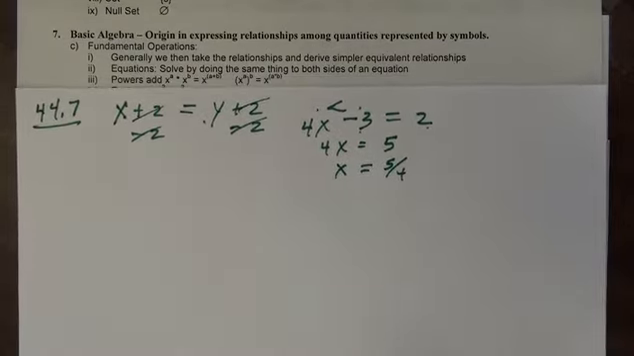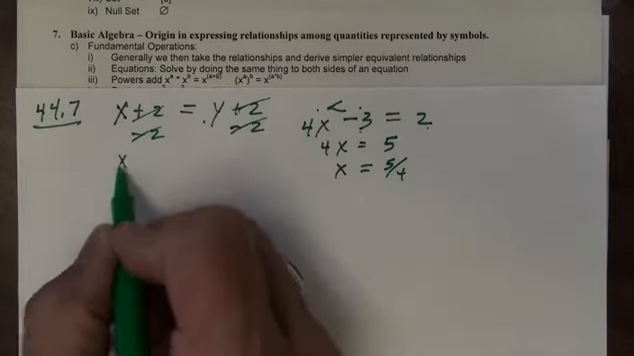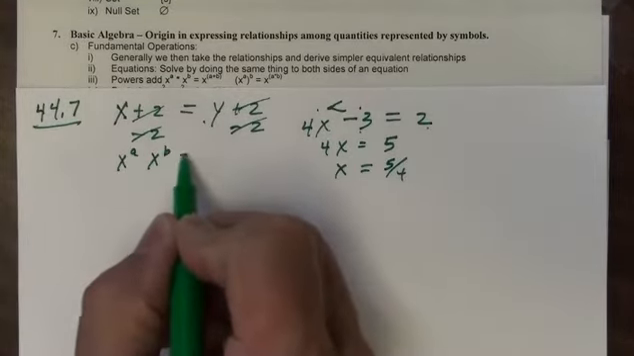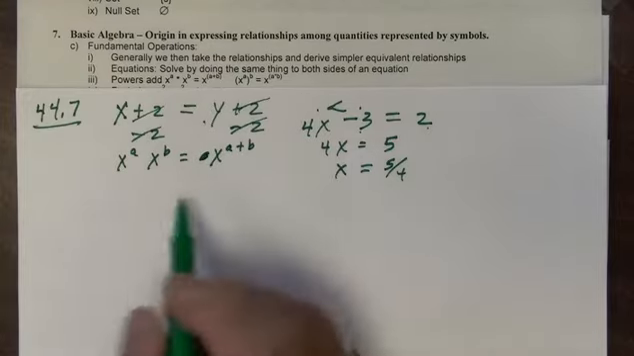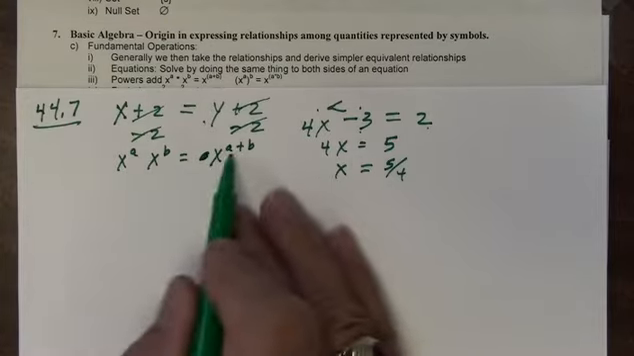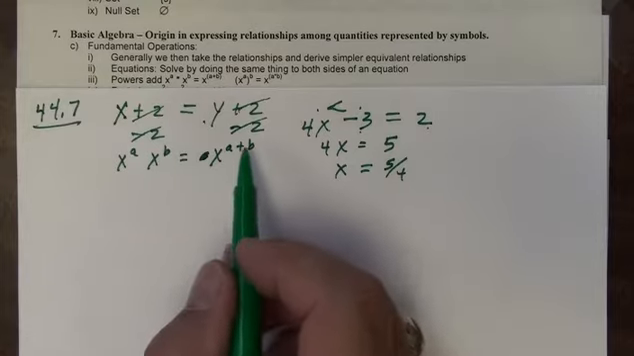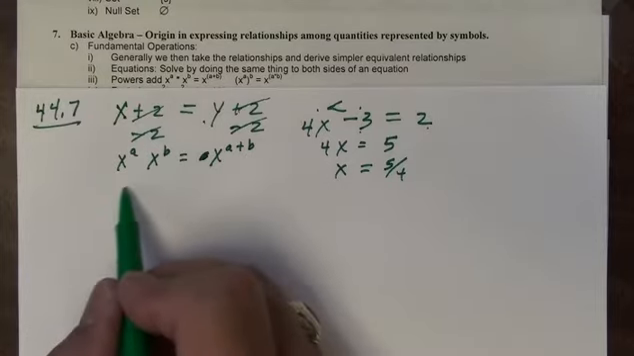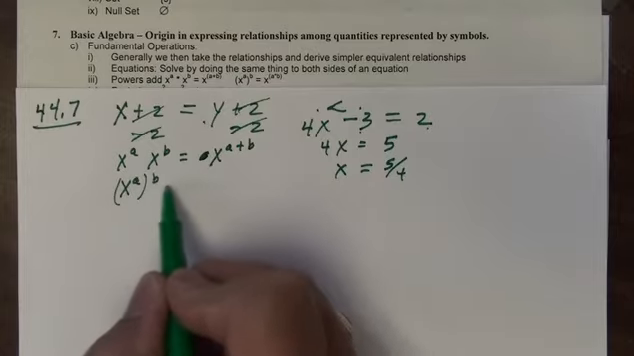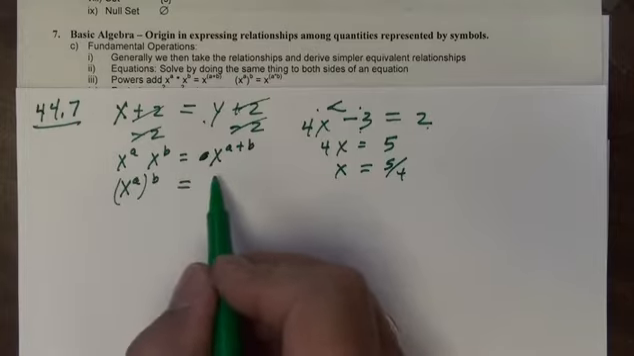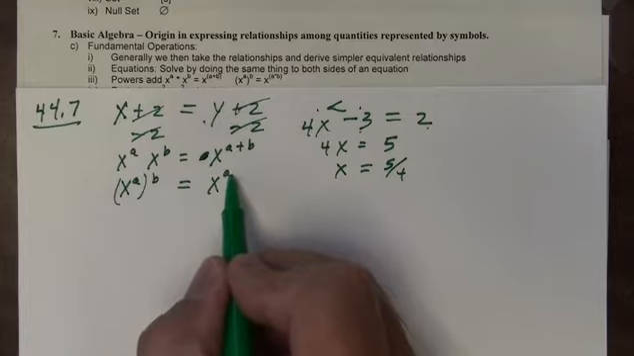You should be familiar with powers. And of course, x to the a times x to the b is equal to x to the a plus b. So when we multiply numbers, we add the powers or their exponents. If, for example, on the other hand, we have x to the a to the power b, then you can convince yourself very rapidly that that's x to the a times b.